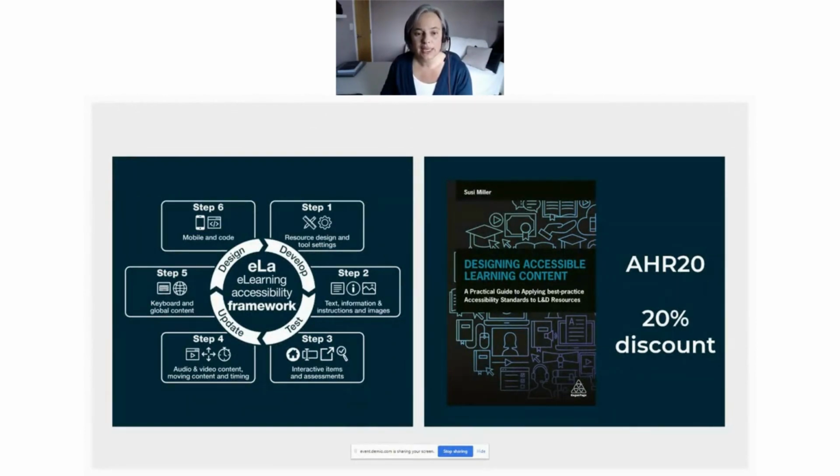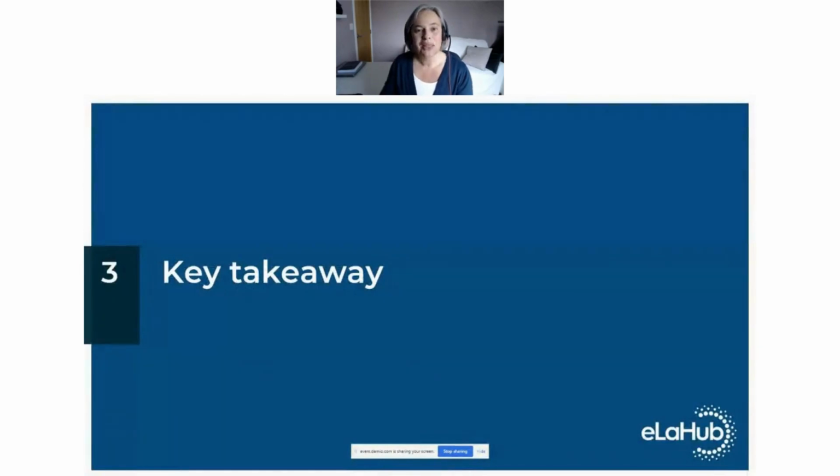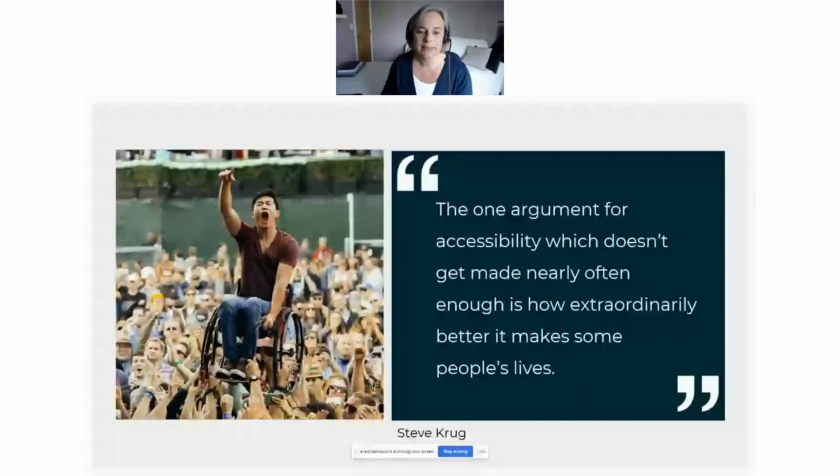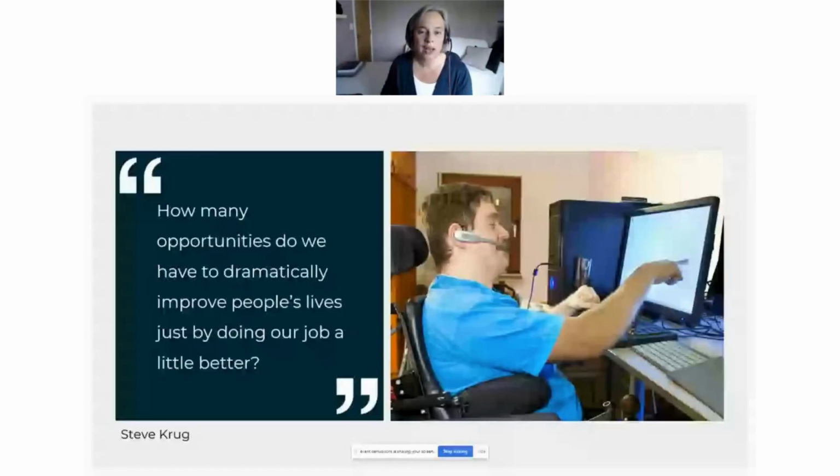Because if we just move on to our key takeaway, if you remember nothing at all else from this presentation, what I would like you to do is take away this famous quote from the user experience guru Steve Krug. And he said, "The one argument for accessibility which doesn't get made nearly often enough is how extraordinarily better it makes some people's lives." How many opportunities do we have to dramatically improve people's lives just by doing our job a little better?